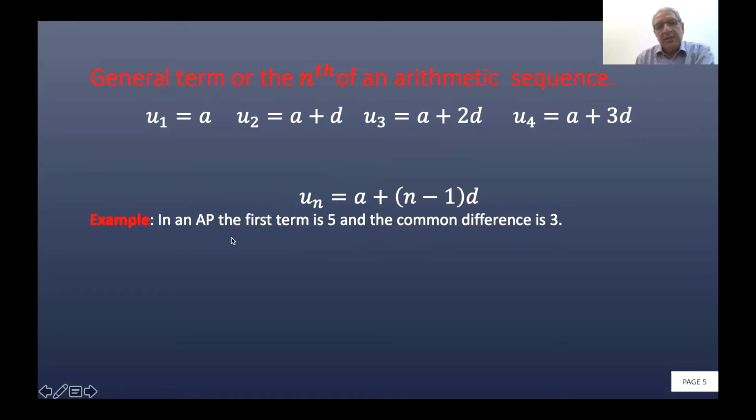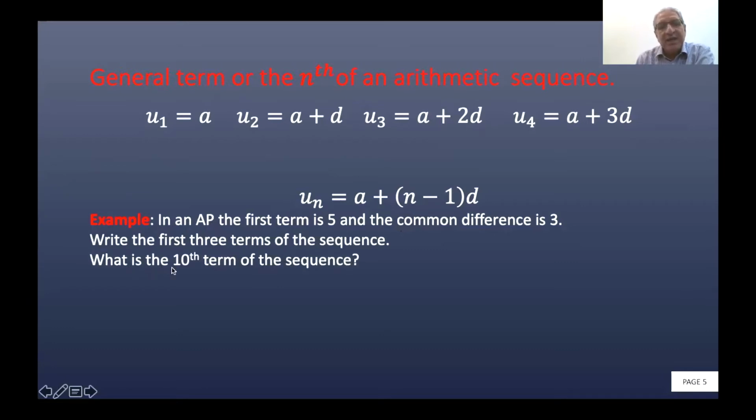Now, one example. In an arithmetic progression, AP, the first term is 5, and the common difference is 3. Then write the first 3 terms of the sequence, and then write the 10th term of the sequence. Let's see what we can do. You want to write the first three terms of the sequence. The first one is 5. Then to get the second one, you have to add 3.